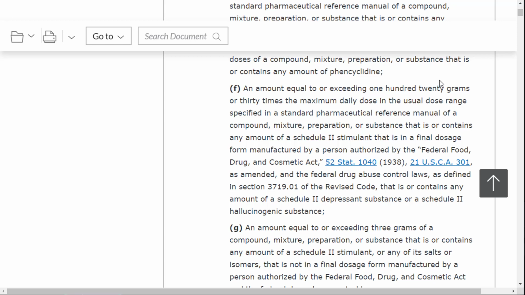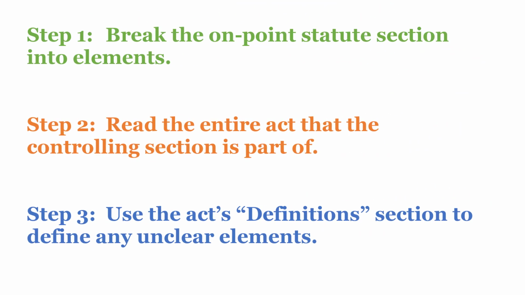Okay? So what we did is step 1, we broke the statute into elements. Then we did step 2, we took those elements into all of the catch lines, the rest of the sections of the act, and we did that by clicking on the Table of Contents. And then step 3 is where you pinpoint the definition section and look up your topic there. And they had it here for us. The bulk amount was defined.